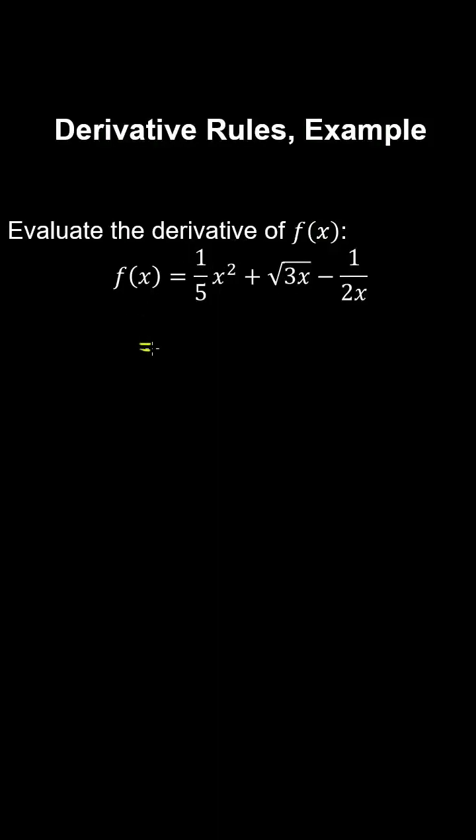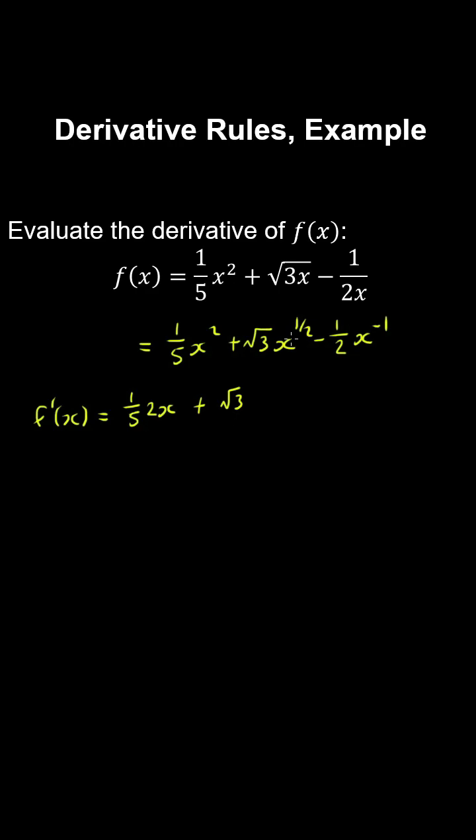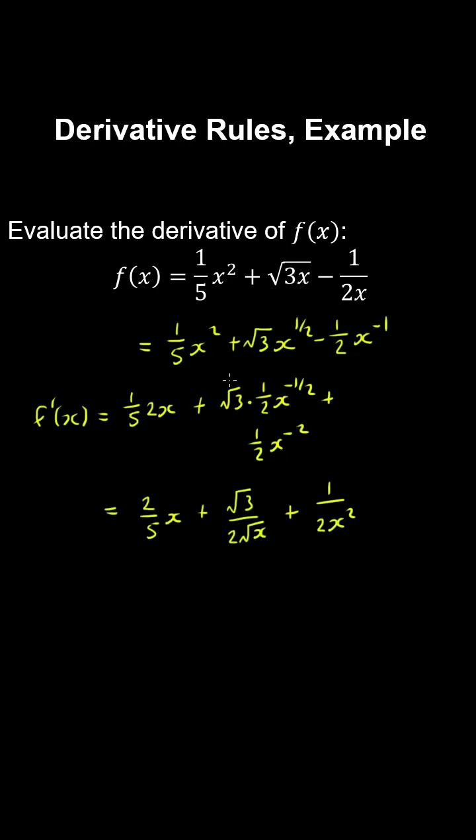So it may help to write it as follows. And now we can apply our derivative rules to evaluate the derivative of each term. So what we have is a constant, and apply the power rule to x squared, and then plus another constant root 3, and using the power rule we put down the half, and reduce the power by 1. And for the third term, we put down the power of minus 1, and reduce it by 1. And now we can simplify these as follows.